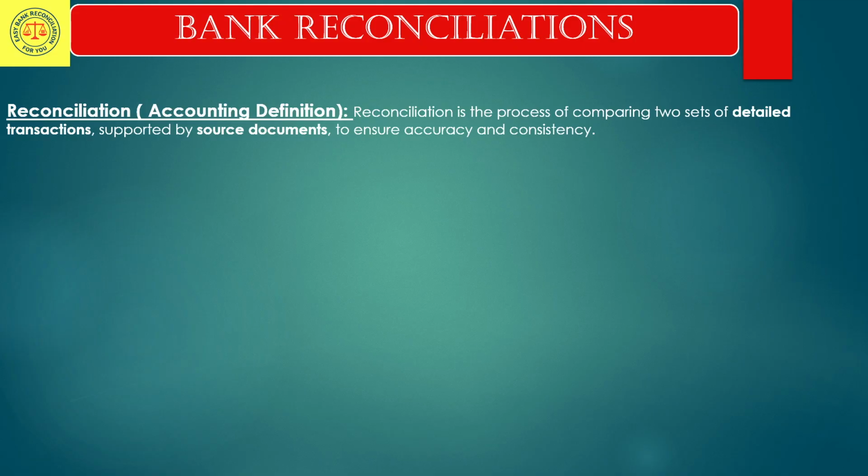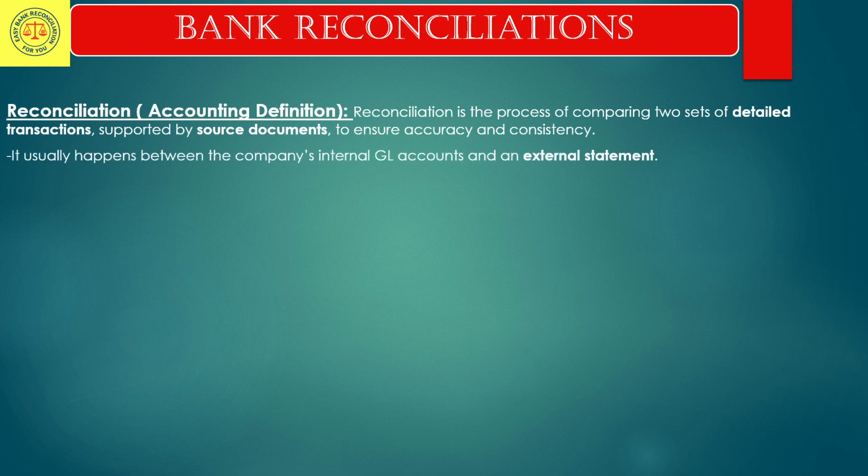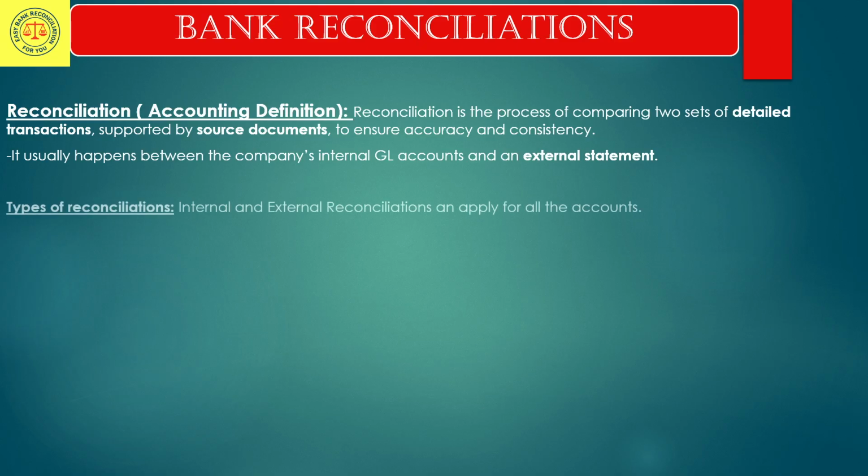So let's talk about what reconciliation is in general terms. Reconciliation is the process of comparing two sets of detailed transactions. It has to be detailed, supported by source documents to ensure accuracy and consistency. It usually happens between the company's internal general ledger accounts and an external statement. Again, this is in general.